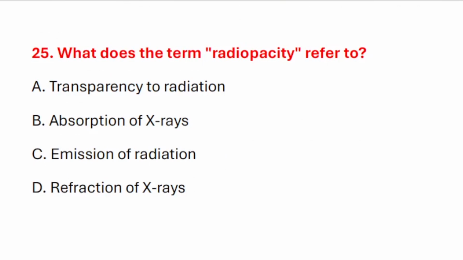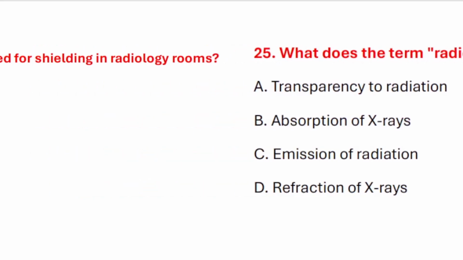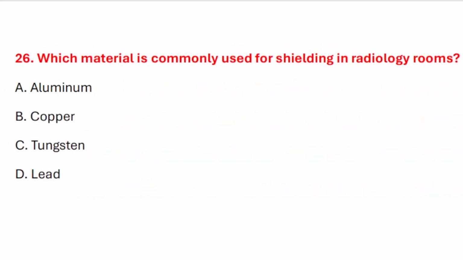Question number 25. What does the term radiopacity refer to? Correct answer is option B, absorption of X-rays. Question number 26. Which material is commonly used for shielding in radiology rooms? Correct answer is option D, lead.